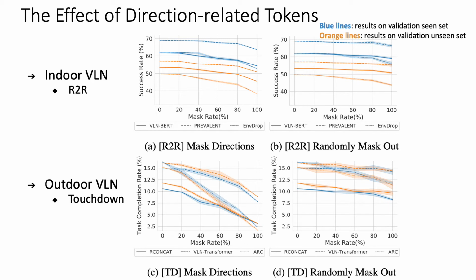When it comes to the outdoor navigation agents, masking out direction tokens leads to a drastic decline in task completion rate compared to random masking, as shown in figure C and figure D. So this indicates that current outdoor navigation agents heavily rely on the direction tokens when making decisions. Given the complicated visual environments and instructions in the outdoor navigation task, current agents fail to fully make use of the instructions, especially ignoring the rich object-related information.